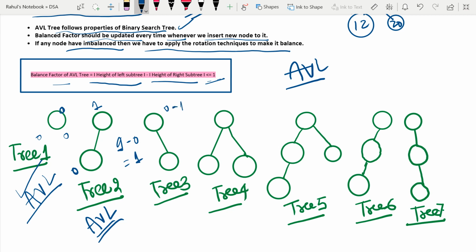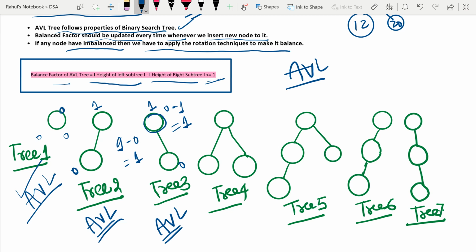Height of right subtree is 1, so 0 minus 1 is minus 1. So this node has a balance factor of 1, and this is the leaf node, so the balance factor of this node is 0. So the balance factor of both these nodes is less than or equal to 1. That is why we can also say that tree number 3 is also an AVL tree.